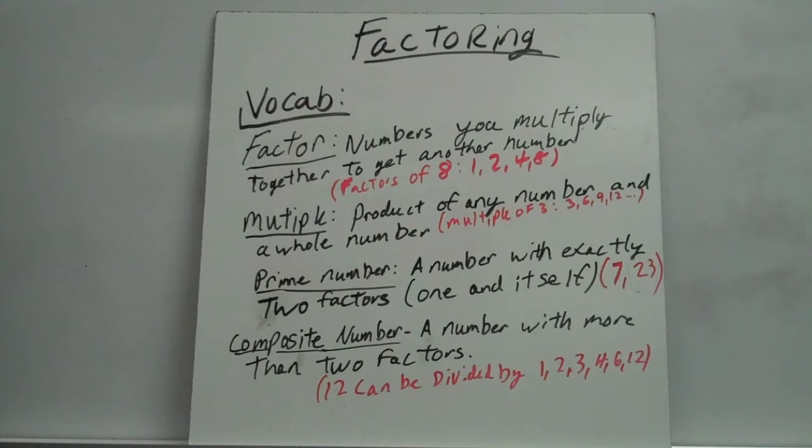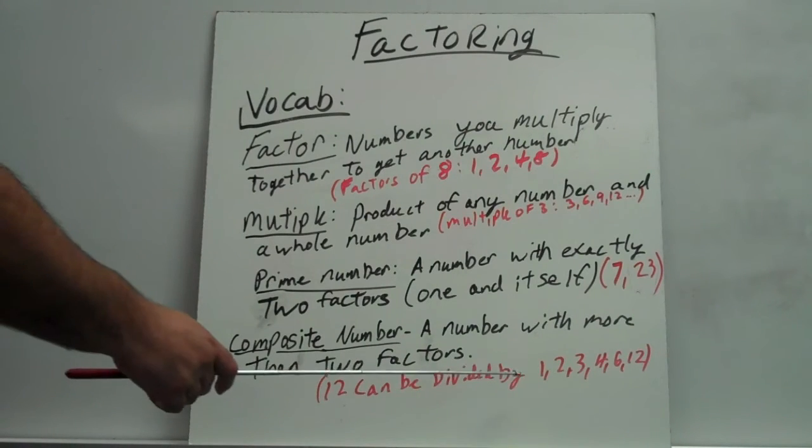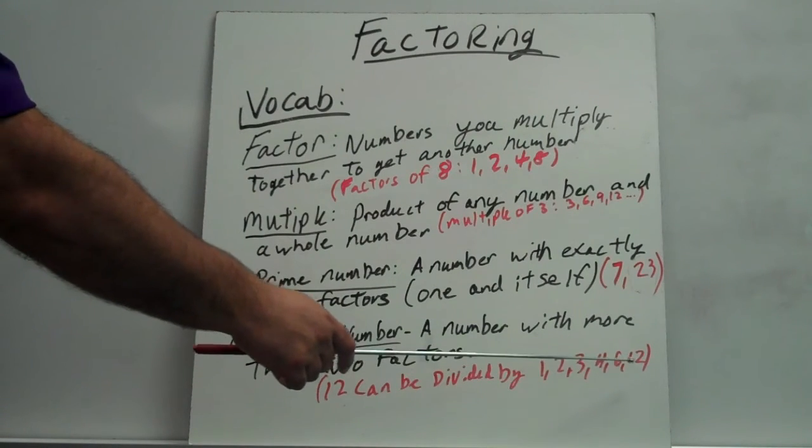A prime number is a number with exactly 2 factors, which are 1 and the number itself, and I have the examples of 7 and 23 there. And a composite number is a number with more than 2 factors, and I have the example of 12, which can be divided by 1, 2, 3, 4, 6, and 12.